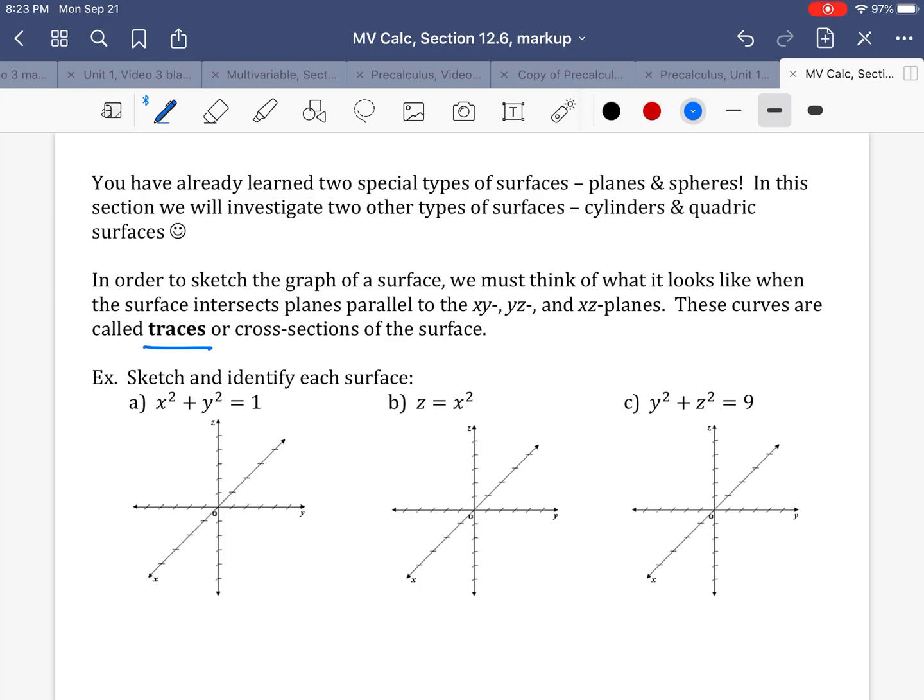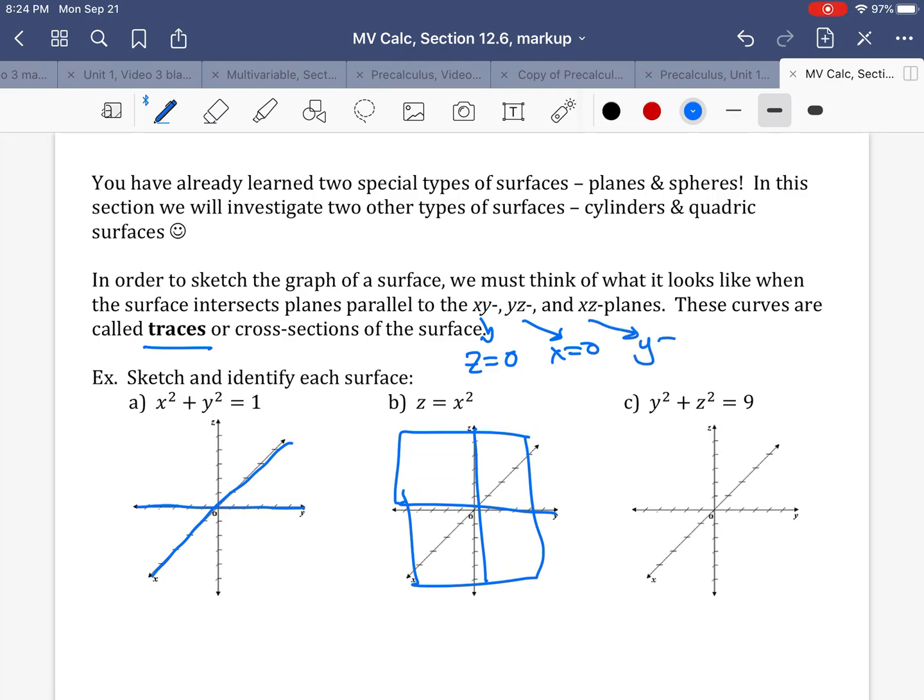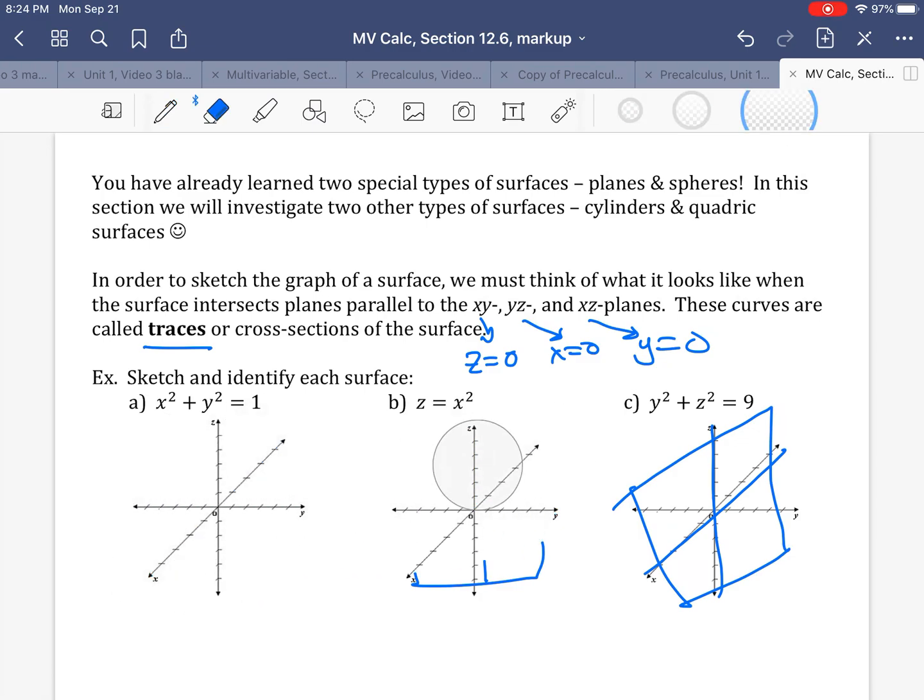So in order to sketch a graph of a surface, we just think of what it looks like when the surface intersects a plane parallel to the xy, yz, or xz planes, all right? And remember that the xy plane is when z equals 0. So I'm going to draw on here a little bit, but don't draw it yourself. If z equals 0, you have a plane involving these two lines right there. And the yz plane is when x equals 0, so you have the plane that goes through the z and y axes. It's like this flat surface facing you. And xz is like having y equals 0, so it's the plane that involves these two right here, going sideways in a way. Okay, I'm going to erase that because I was just using those to help you out.